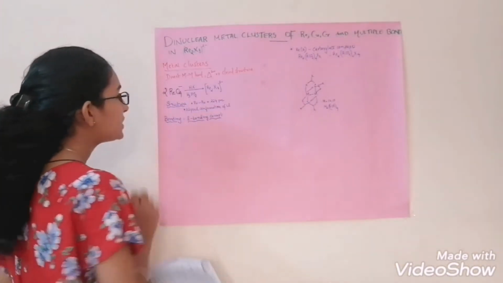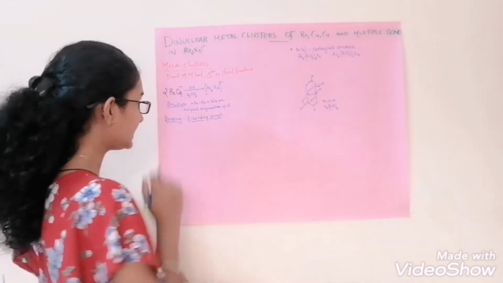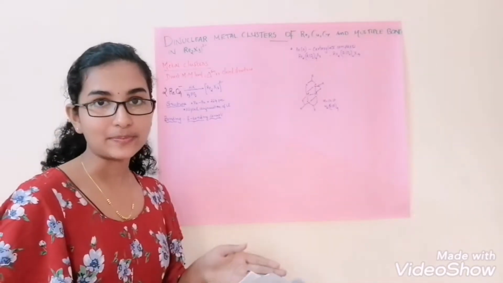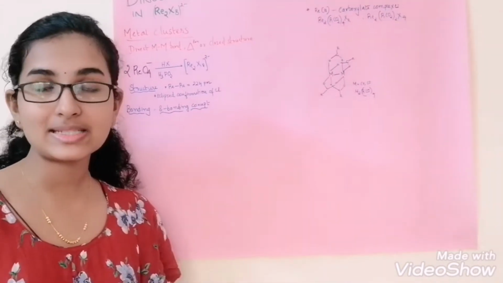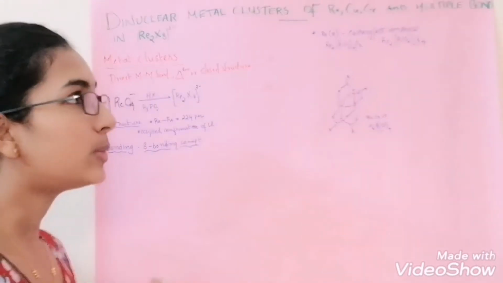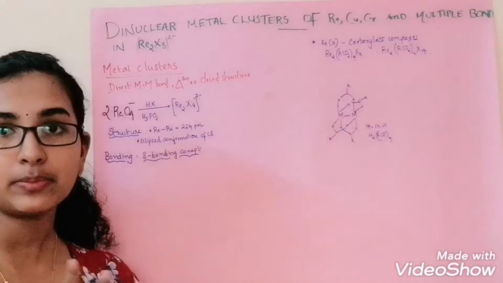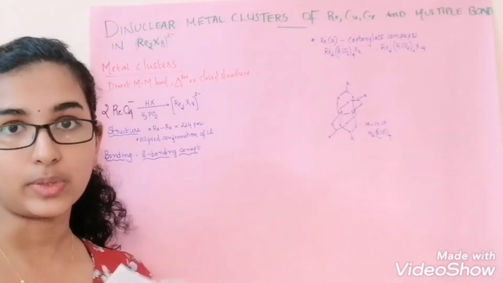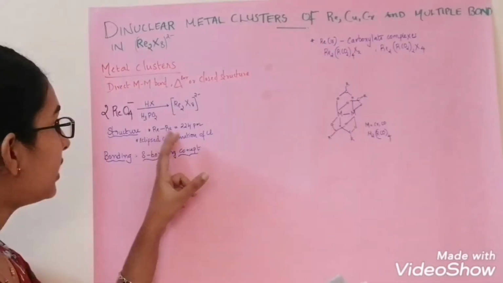Then coming to the structure of this Re2X8 2-, the rhenium-rhenium bond distance is 224 pm, and it is extremely short compared to the rhenium-rhenium bond distance in metallic rhenium, which is 275 pm, and the rhenium-rhenium bond distance in Re3Cl9, which is 248 pm. So this 224 pm is extremely short.